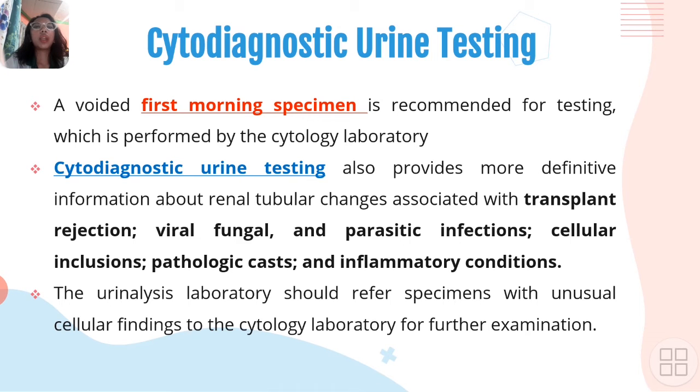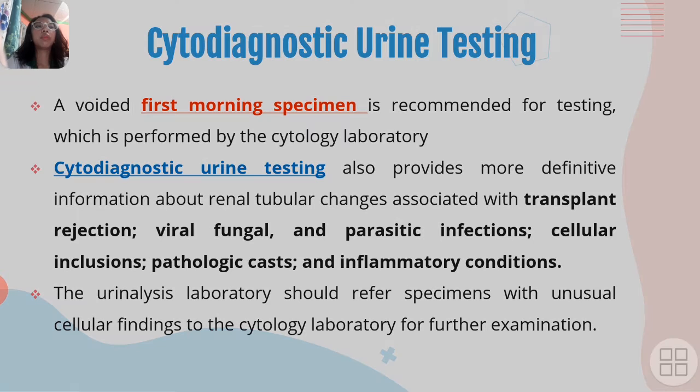A voided first morning specimen is recommended for testing, which is performed by the cytology laboratory. Cytodiagnostic urine testing also provides more definitive information about renal tubular changes associated with transplant rejection, viral, fungal, and parasitic infections, cellular inclusions, pathologic casts, and inflammatory conditions. The urinalysis laboratory should refer specimens with unusual cellular findings to the cytology laboratory for further examination.